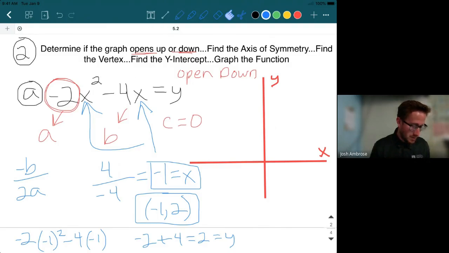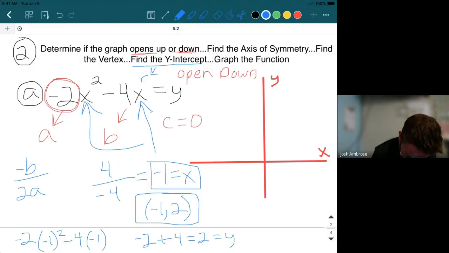It is opening down. That is true. And it looks like the y-intercept is 0. That is where it crosses the y-axis. So right here, y-intercept, that is 0. And let's go ahead and graph it. So we are, looks like we got a dot right here. We got a dot right here. And it looks like we got a dot right here.